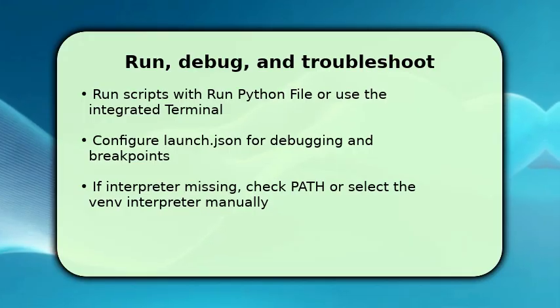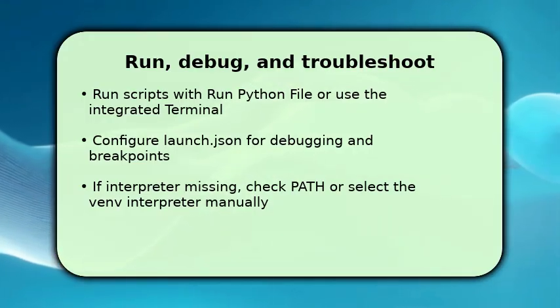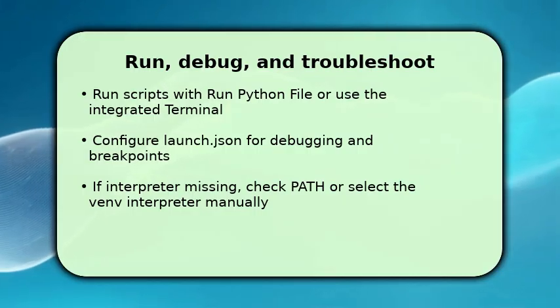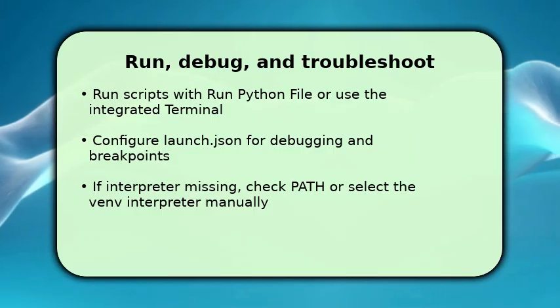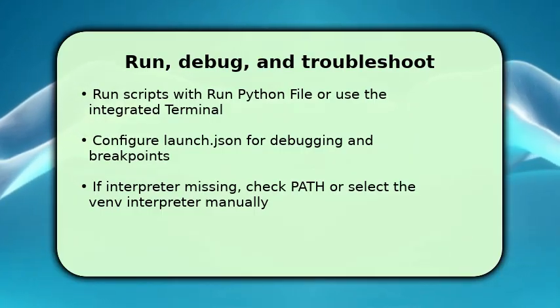To step through code, create a launch.json using the Run view and add configurations for script, module, or Django. Make sure formatting and linting settings in settings.json point to the selected interpreter. If the interpreter is not available, verify the path or manually select the venv in the interpreter picker. That one troubleshooting step resolves most activation issues quickly.